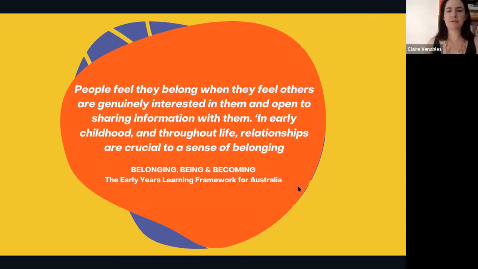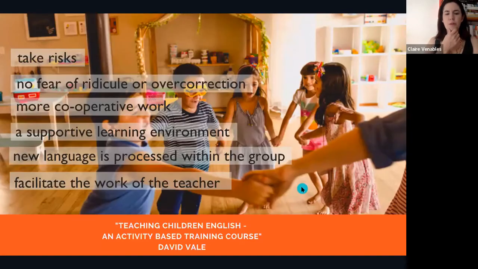Here are some of the main points from the book, and there's David Vale's name. Folks, I have a slide at the end as well with all of my references and further reading for anyone who's interested in diving a bit deeper into these topics that I'm talking about. Yeah, so taking risks, not being afraid of being made fun of or overcorrected. This leads to more cooperative work, and it makes our jobs easier when it's more student-centered. Now, that's the way it should be.